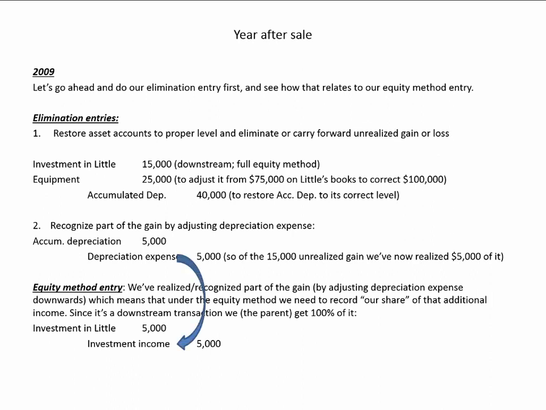And please note the parallel here. Basically, in the elimination entry, we're putting a $5,000 credit on the income statement by crediting depreciation expense, which means that under the equity method entries, we're also putting a $5,000 credit on the income statement.